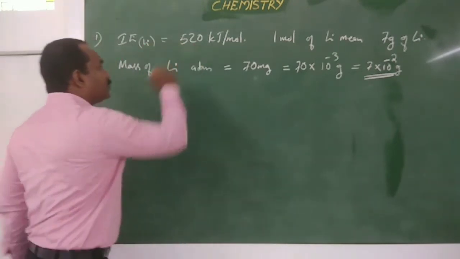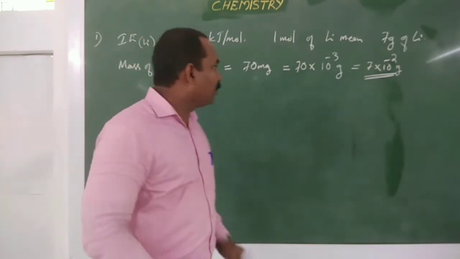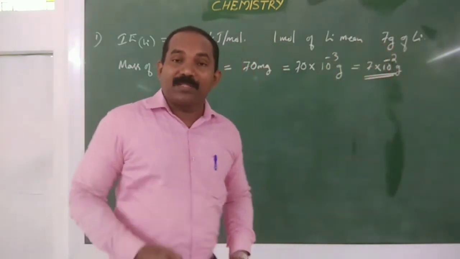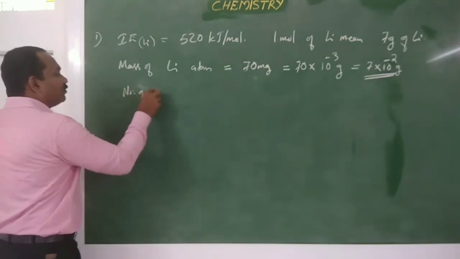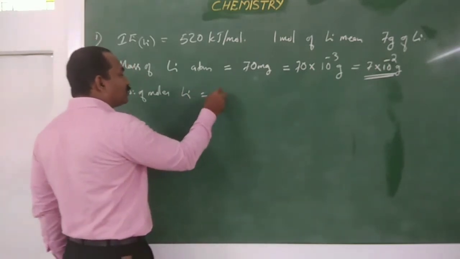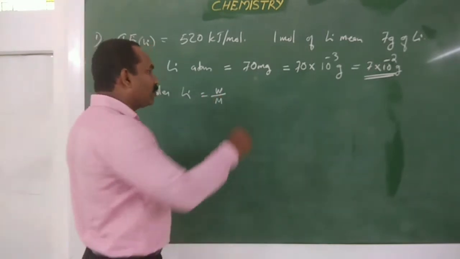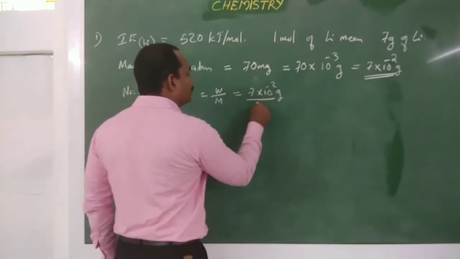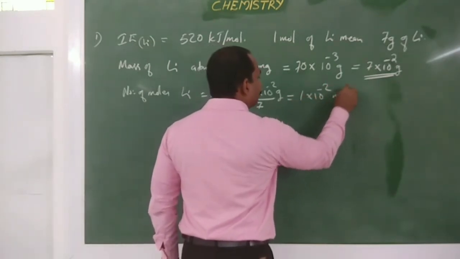For 1 mole, 520 kilojoule is required. For 1 mole of lithium 520 is required, but we don't have 1 mole. It is 7 into 10 raised to minus 2 gram. Then let's find the number of moles. Number of moles of lithium is equal to mass divided by molar mass. That is 7 into 10 raised to minus 2 gram divided by 7, which is equal to 1 into 10 raised to minus 2 moles.